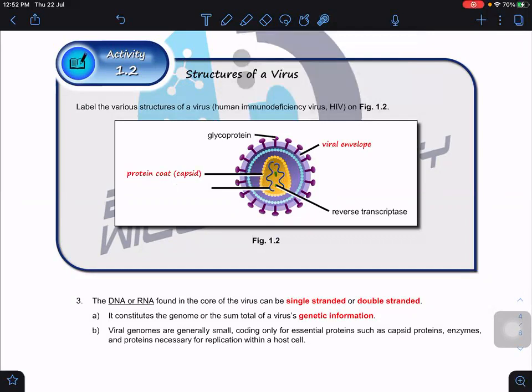For viruses, the genetic material can be either DNA or RNA. But for HIV, it is RNA. You do not need to remember whether DNA or RNA until we reach that particular topic, which is infectious diseases. So the genetic material here is RNA. Get it correct?